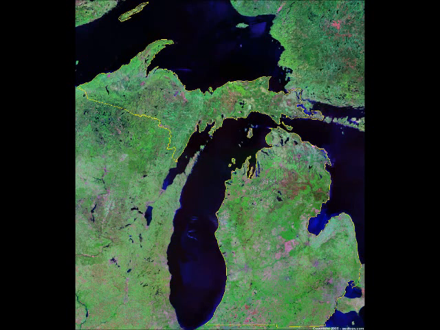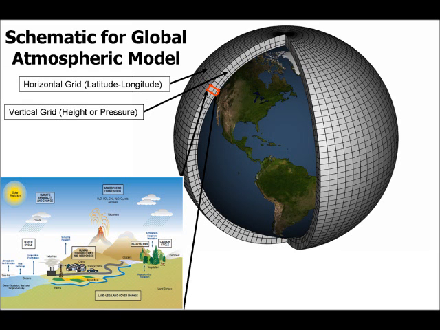Considering we are learning about climate change and its potential impacts on the planet, let's focus on Michigan. But before we do that, let's show how we make these projections. First off, we use climate models.